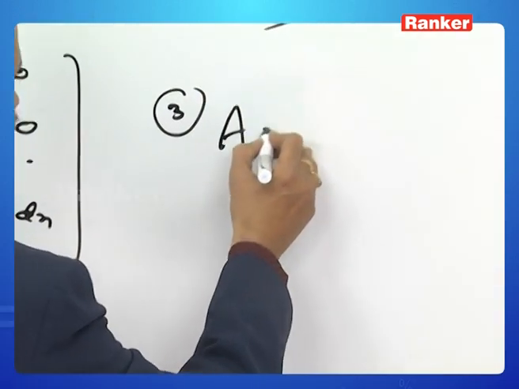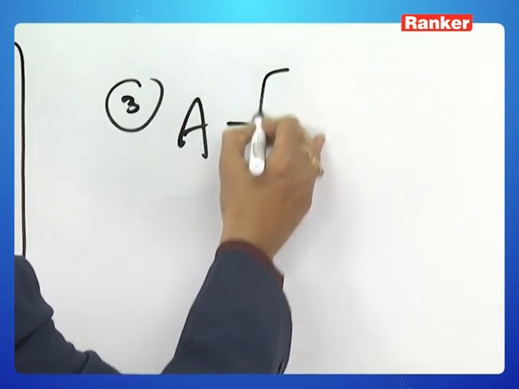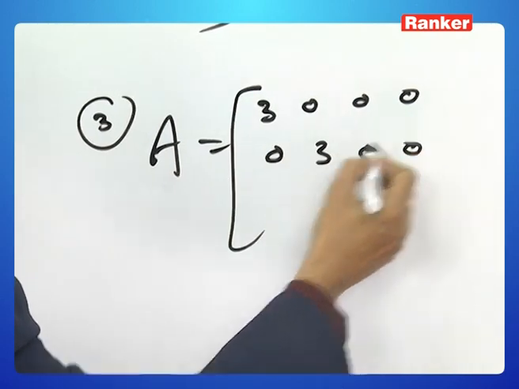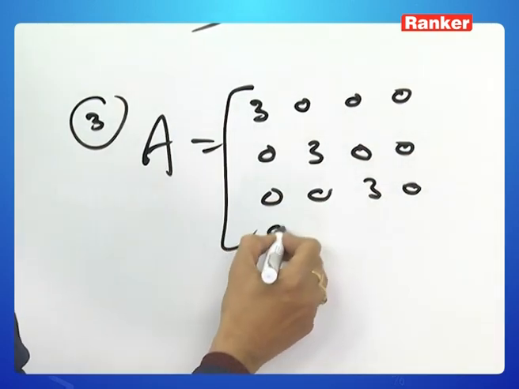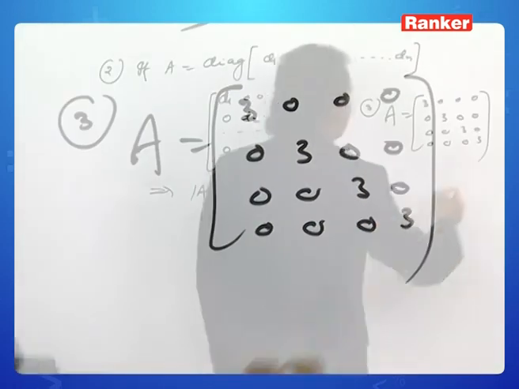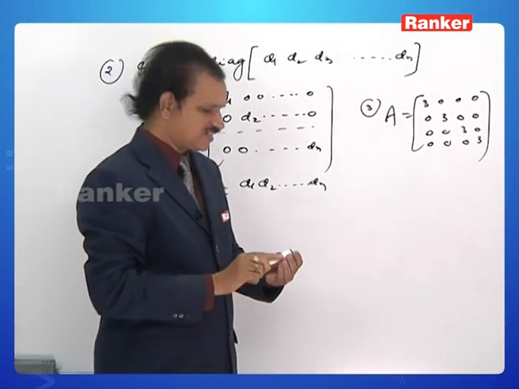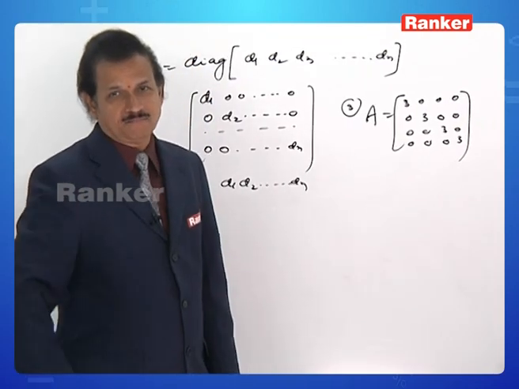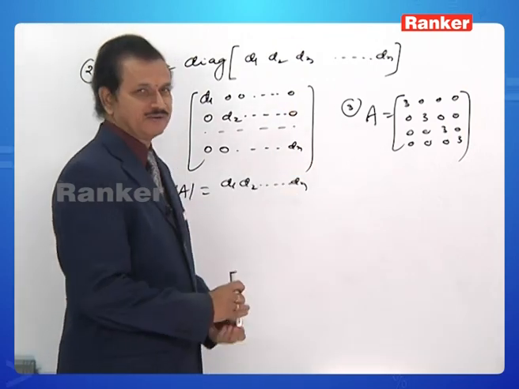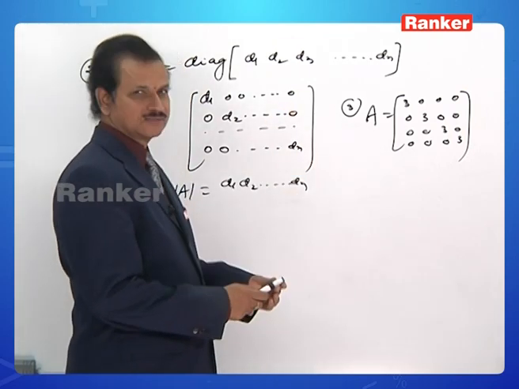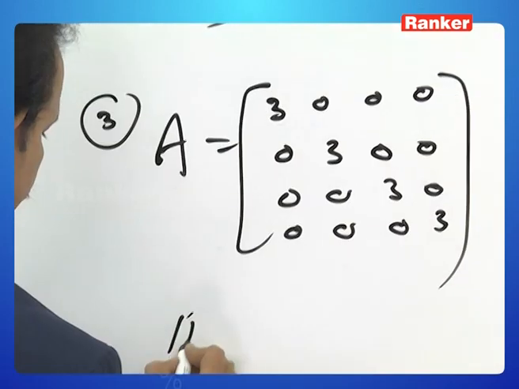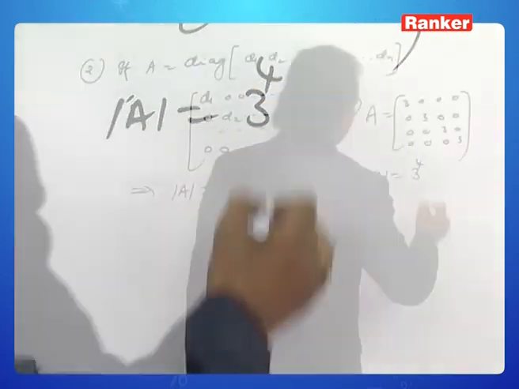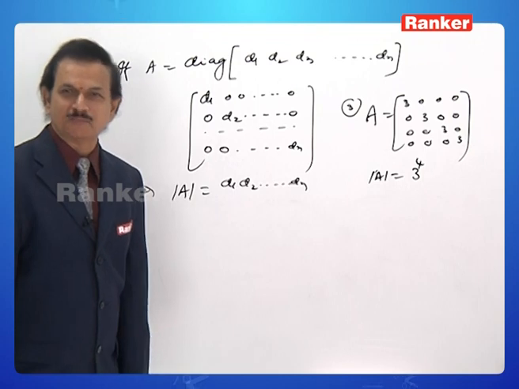Suppose we have a scalar matrix 3 0 0 0, 0 3 0 0, 0 0 3 0, 0 0 0 3. My dear friend, we are saying it is a scalar matrix, of course. Basically, it is a diagonal matrix, isn't it? No doubt about it. As it is a diagonal matrix, what can you say about det A? Det A is equal to 3 into 3 into 3 into 3, that is 3 to the power of 4.